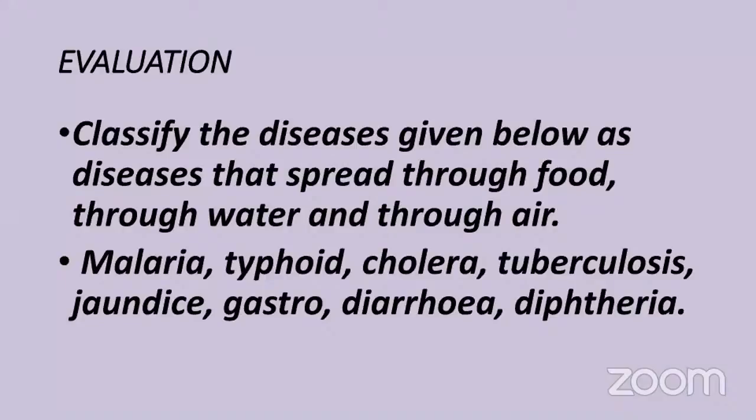Now here you have to classify the following diseases. The first one is malaria. So you have to tell me how it is going to spread. Okay, can anybody tell me how malaria spreads? Students, can anyone tell me how malaria spreads? Who can answer? I told you, no? Malaria spreads from mosquito. Very good. It is spread by insects.